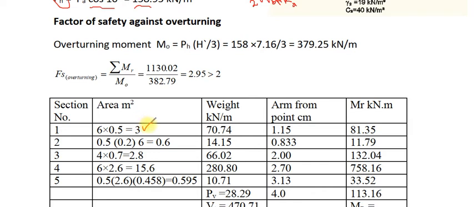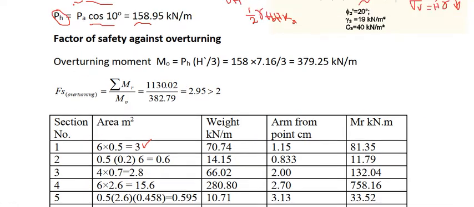Multiplied by 1 perpendicular to the paper, we can get the volume. 3 multiplied by 1 equals 3. This is the volume per meter perpendicular to the paper.